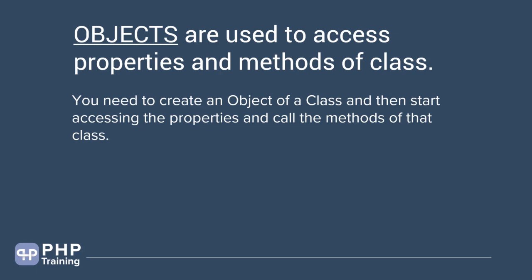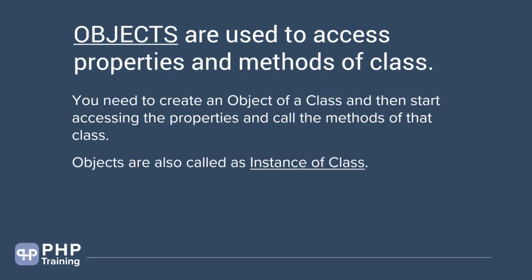Okay, so you need to create an object of a class and then start accessing the property and call the method of that class using that object. Okay, so objects are also called as instance of a class. Well, this is again a change in the lingo. So when you're saying object of a class, you have to say instance of a class. Objects are also called as instance of a class.